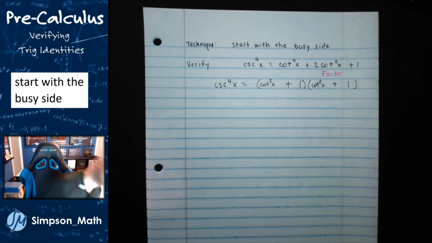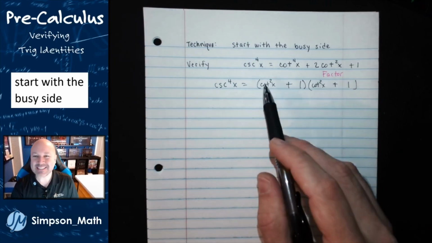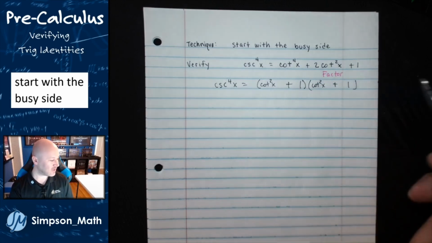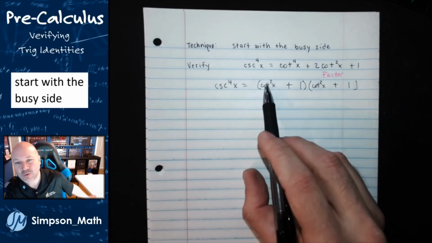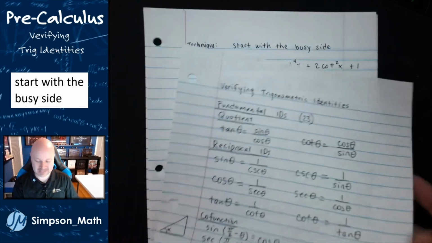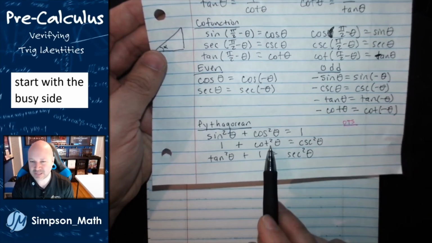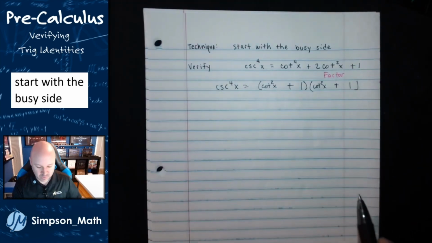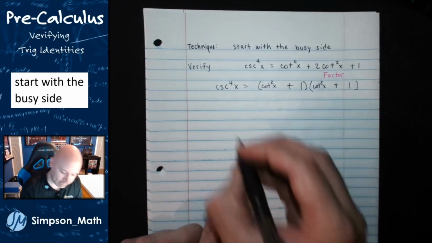Then in my next step, I see a square and I see a 1. That reminds me of something on our fundamental identity list. Squares and 1s go together very nicely. It's written differently, but it's the same thing. 1 plus cotangent squared is the same thing as cotangent squared plus 1. When you add them together, you get cosecant squared. So I can make that substitution. These added together are cosecant squared.